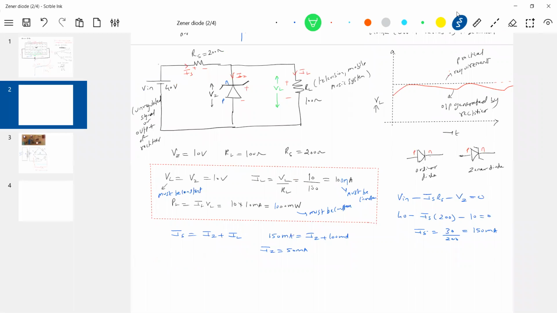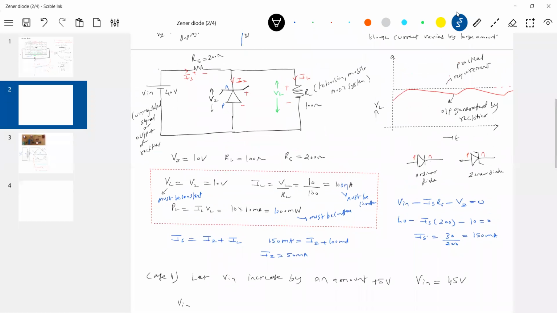Case one. Let Vin increase by an amount of plus 5 volt. So how much will Vin become now? 45 volt. If Vin becomes 45 volt, what all changes in the circuit will come? Again, we'll calculate IS, applying the loop equation. I'll bring the circuit itself, it'll be easy for us to write the equations.